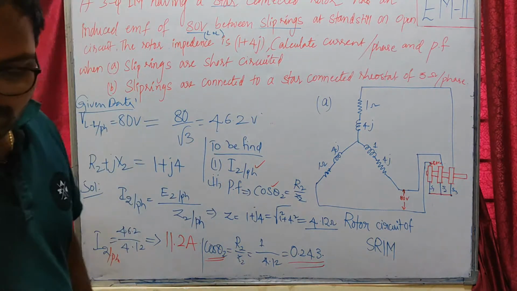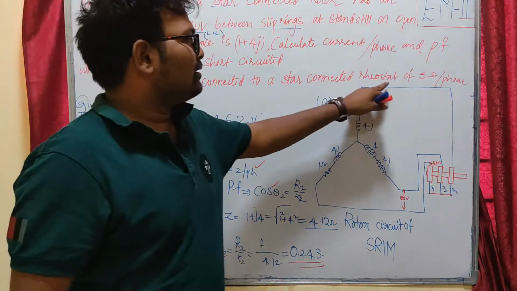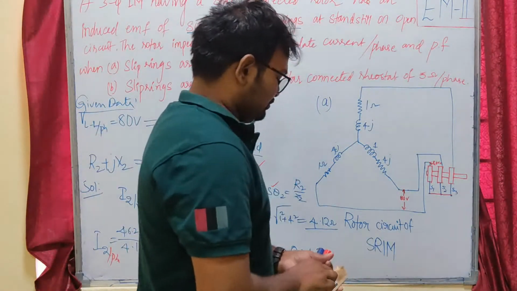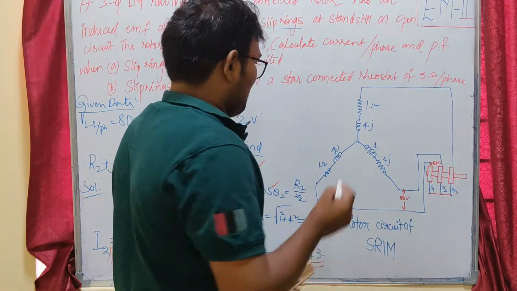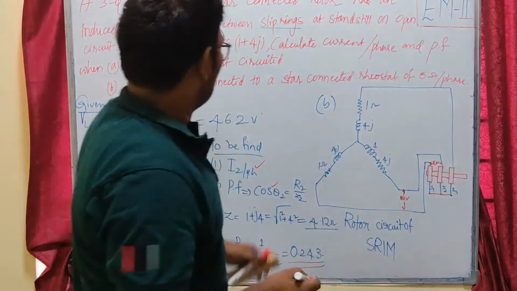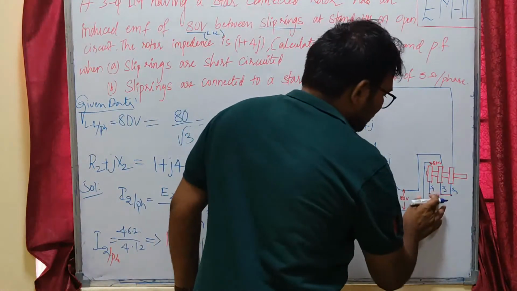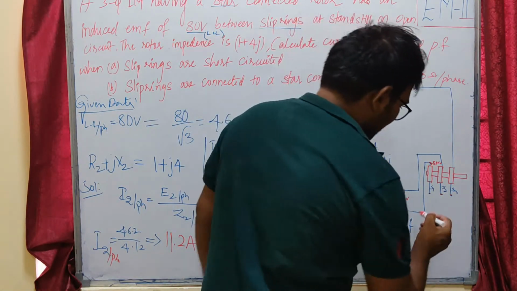So let us find the I2 and power factor when the slip rings are connected to a star connected rheostat of 3 ohm per phase. That means I am going to do the second problem, that is D. Okay, so I am going to connect a star connected rheostat to the slip rings.